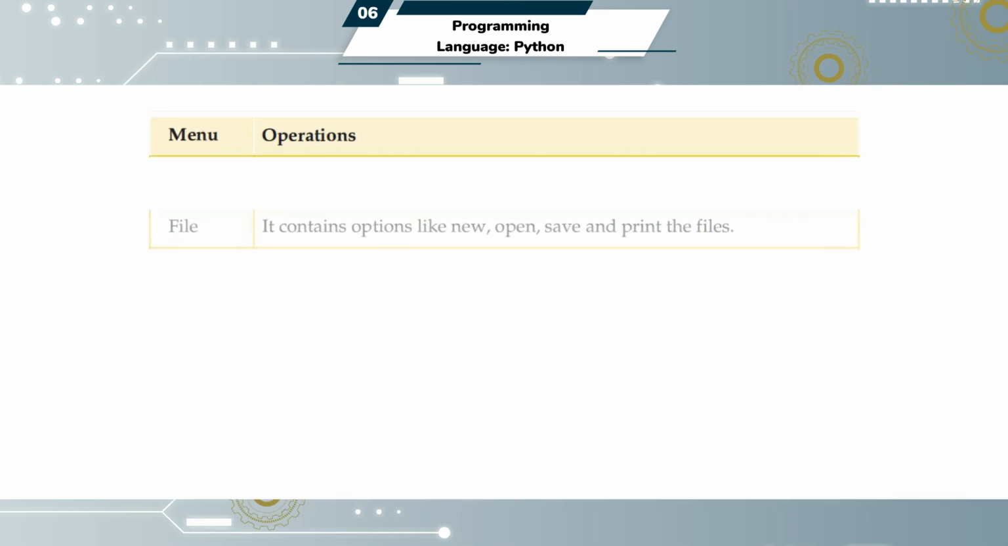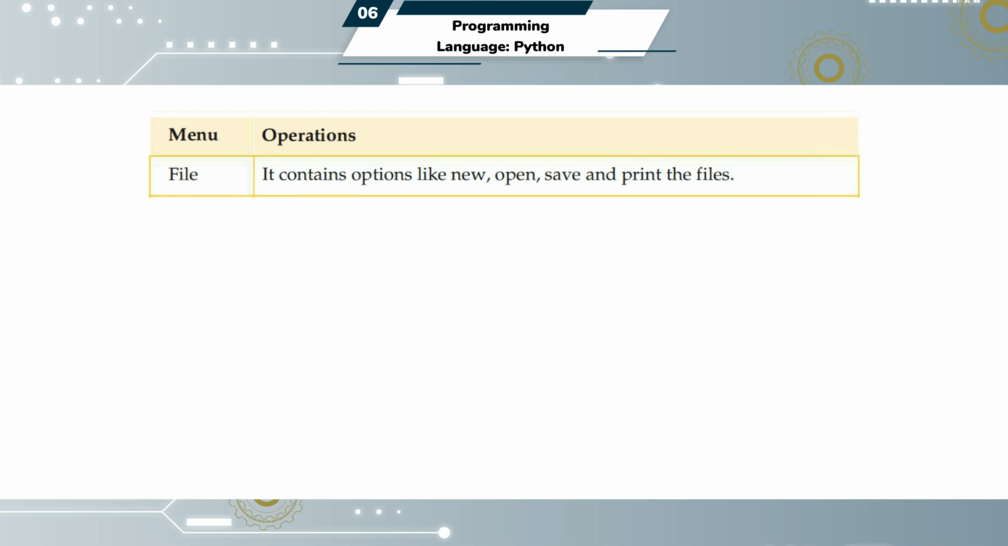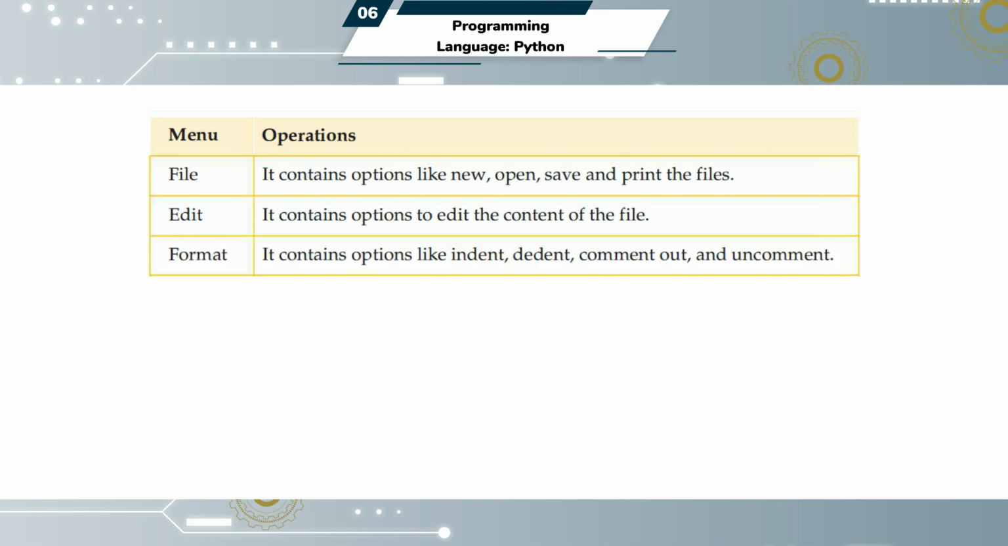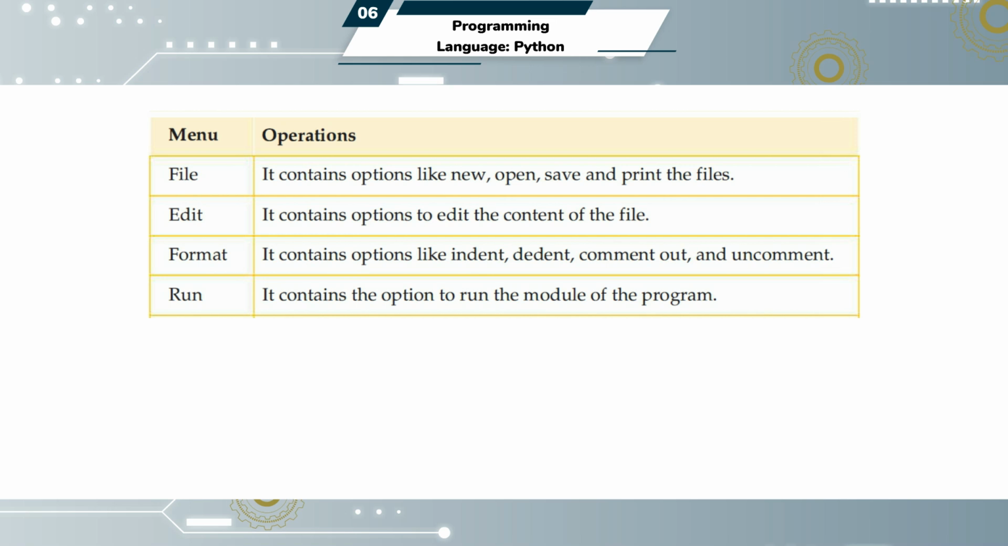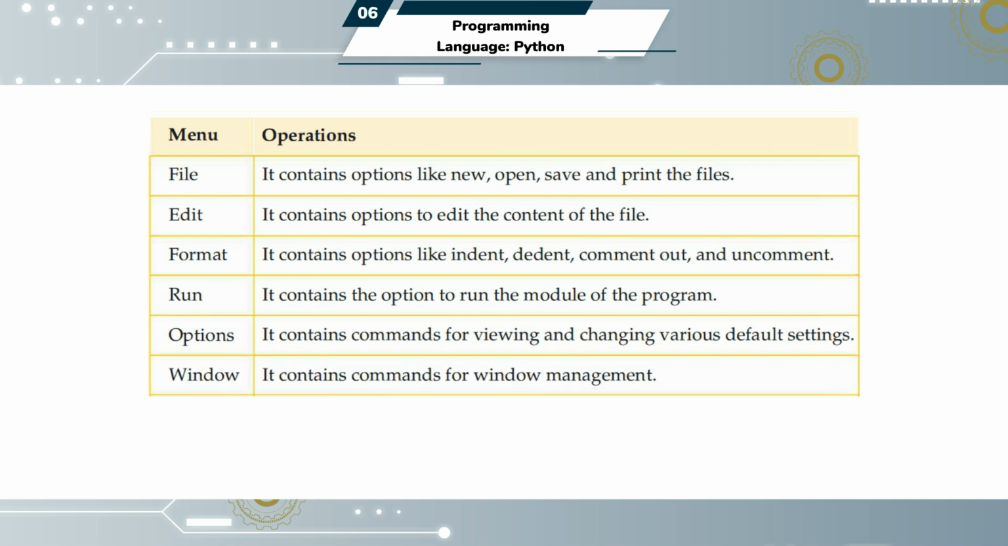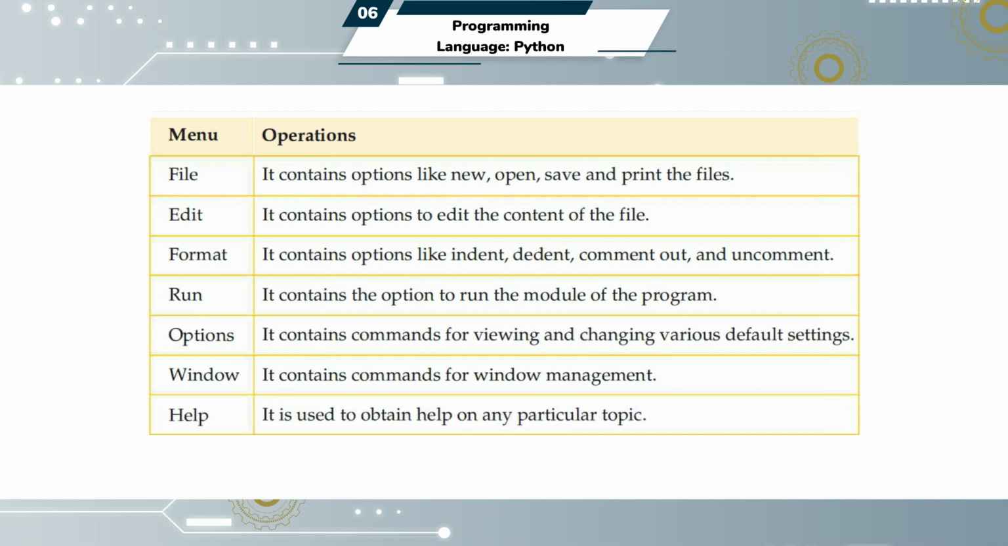Menu Operations. File. It contains options like New, Open, Save, and Print the files. Edit. It contains options to edit the content of the file. Format. It contains options like indent, dedent, comment out, and uncomment. Run. It contains the option to run the module of the program. Options. It contains commands for viewing and changing various default settings. Window. It contains commands for window management. Help. It is used to obtain help on any particular topic.